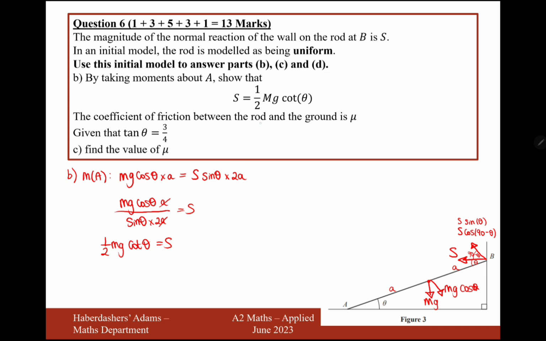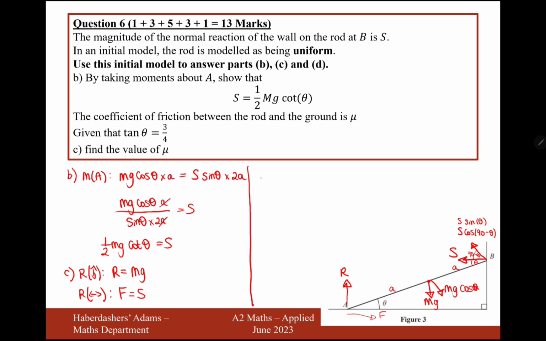The coefficient of friction between the rod and the ground is mu. Given that tan theta is 3/4, find the value of mu. Okay, so our other strategies relating to ladders is upwards forces equal downwards forces, leftwards forces equal rightwards forces. So we've got friction there, we've got reaction force here, so if we look at the whole model and resolve our forces upwards and downwards, ignoring all of these component forces, just the main forces, R is equal to mg, and if we resolve our forces left to right, friction is going to equal S.